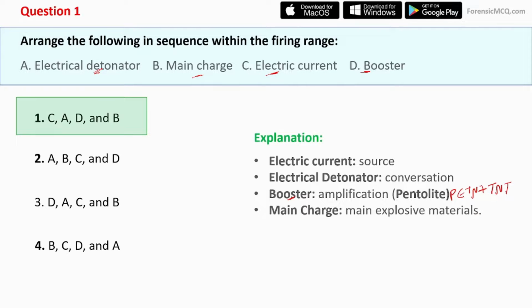After that, there is the main charge. For example, the most common main charges are the secondary high explosives, and some examples are TNT, C4, ANFO. So now let's move to question number two.